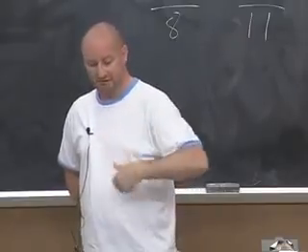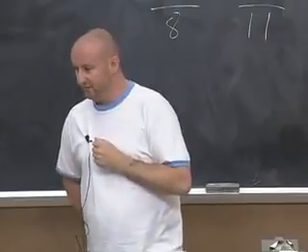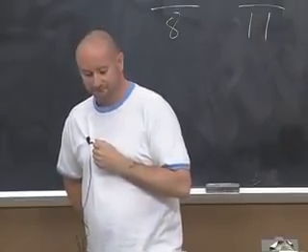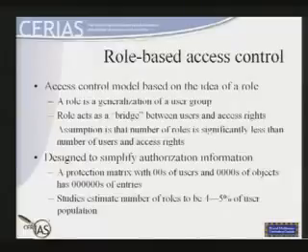Rather than having to deal with this huge access control matrix, or even access control lists, you would have these placeholders called roles to which you would assign users, and you would also assign permissions, access rights if you like, to these roles. The intuition was that the number of roles would be significantly less than either the number of users or the number of access rights or permissions involved.